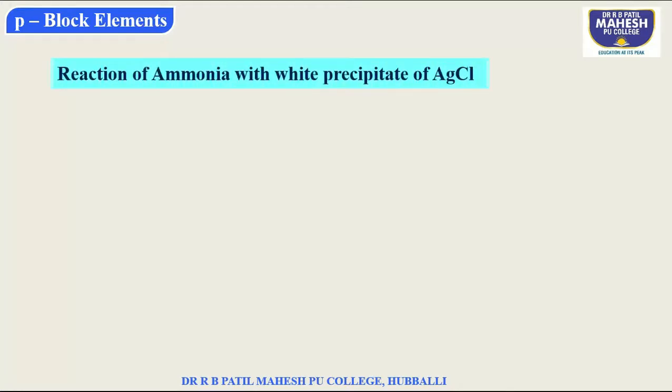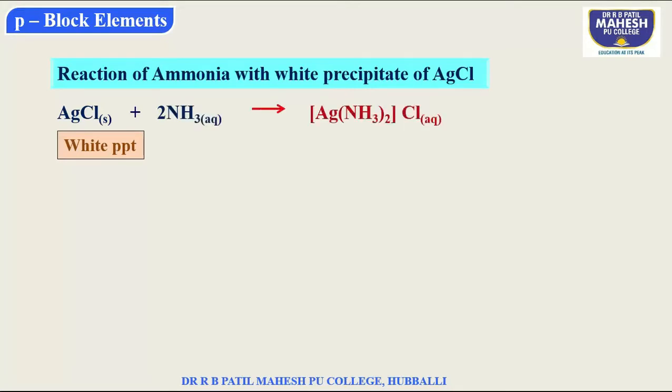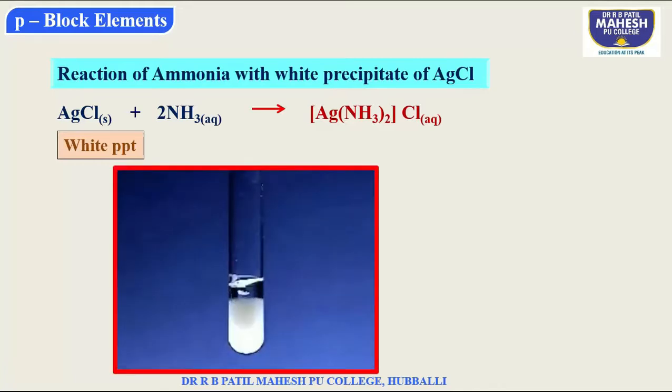Reaction of ammonia with the white precipitate of silver chloride. Silver chloride reacts with ammonia and forms a soluble complex of diamine silver(I) chloride. So here we have a white precipitate of silver chloride. When we add ammonia drop wise, you can see the silver chloride dissolves due to the formation of the complex diamine silver(I) chloride.